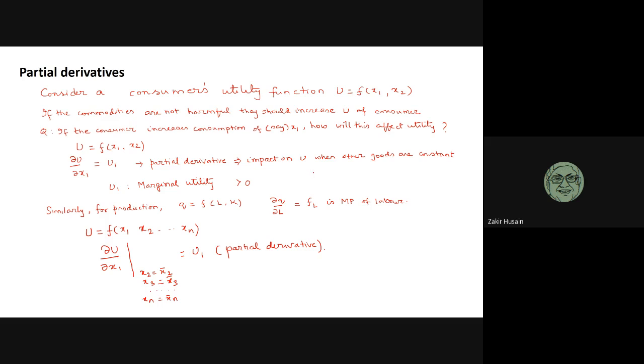So x1 changes, but x2 is constant. How much does u change? This is given by the partial derivative. So the difference with the earlier case: in the earlier case, when you had one variable, this was absent. You need not qualify by adding this statement.